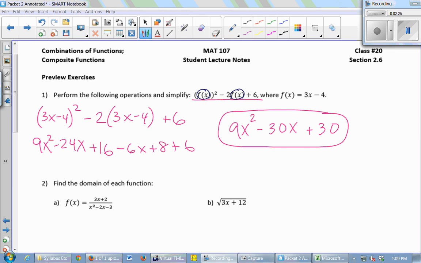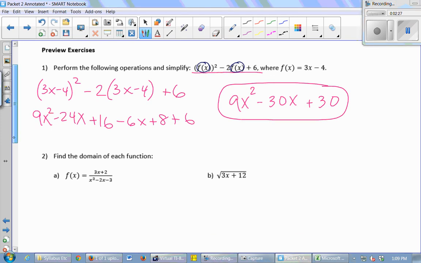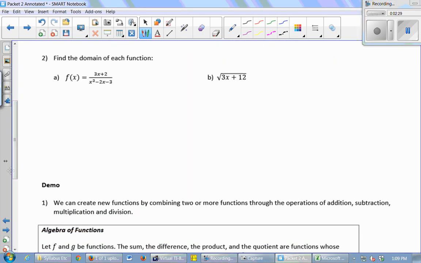Okay. All right, finding the domain of a function, right? So remember, domain is just the set of all values that make the function possible, right? So when you have a fraction, what is impossible to have in a fraction? A zero denominator. So let's figure out what will make the denominator 0.